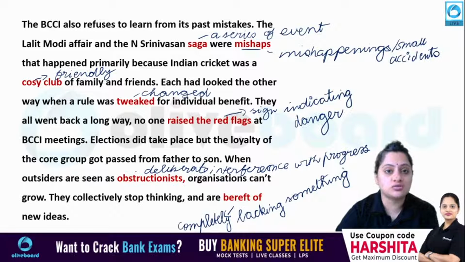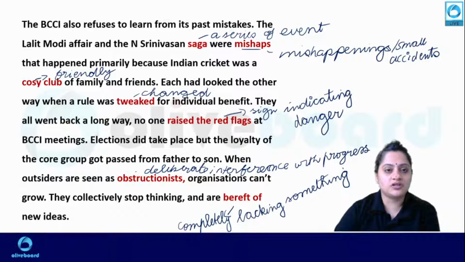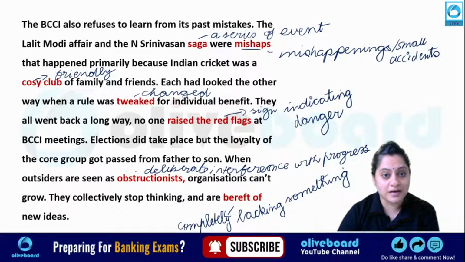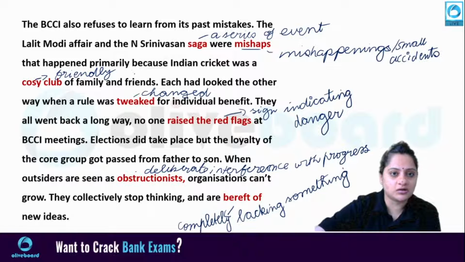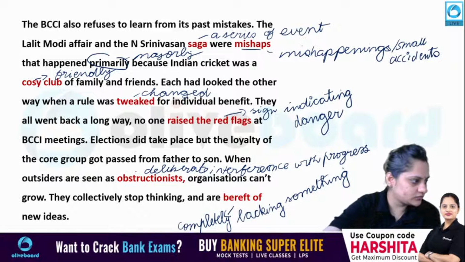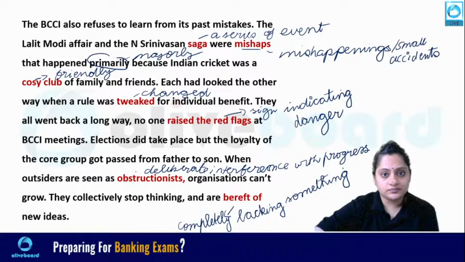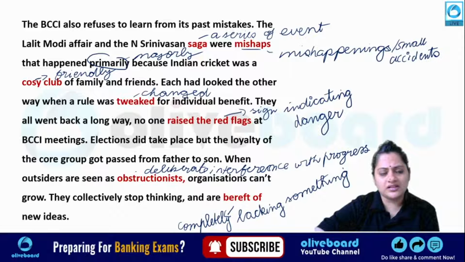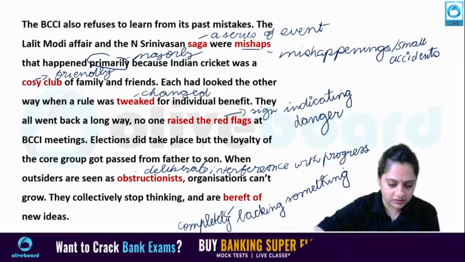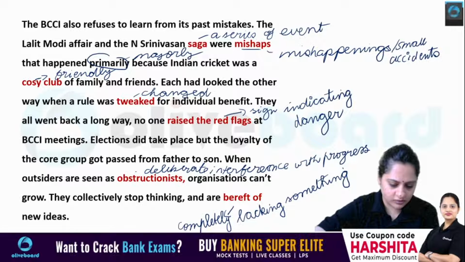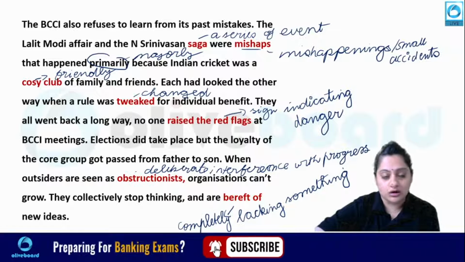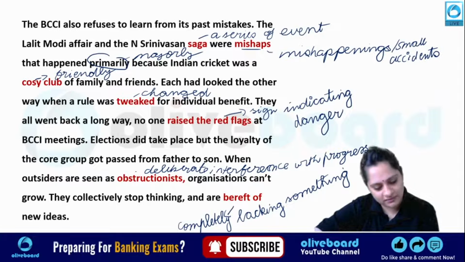Acha, BCCI refuses to learn from its past mistakes. The Lalit Modi affair and Srinivasan saga, these were accidents that happened, unfortunate events that happened, primarily, majorly because Indian cricket was a very cozy club. Primarily means majorly because, most importantly. Okay. So you understand here, guys, all the mishappenings that happened, that was the reason why it happened. The Lalit Modi affair that happened in the cricket world. Even all these, one major reason was because in Indian cricket there was no outsider. It was run by all known people, family and friends together.